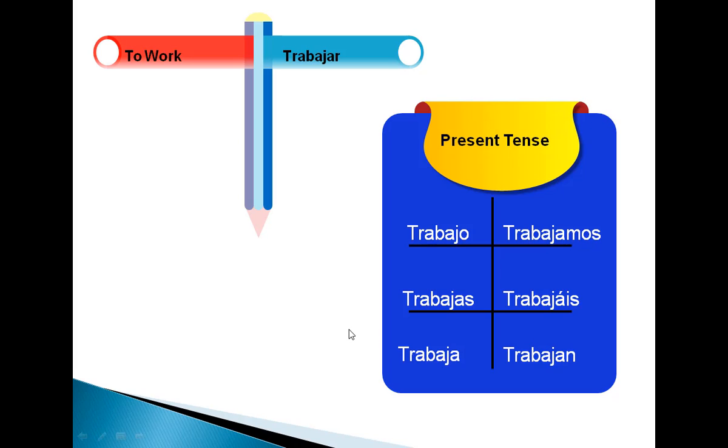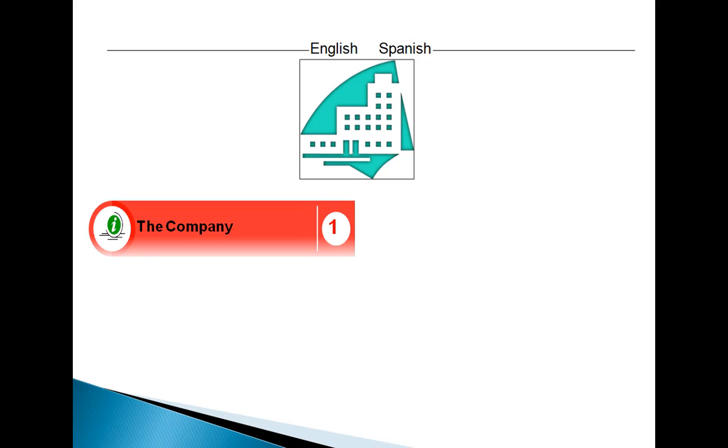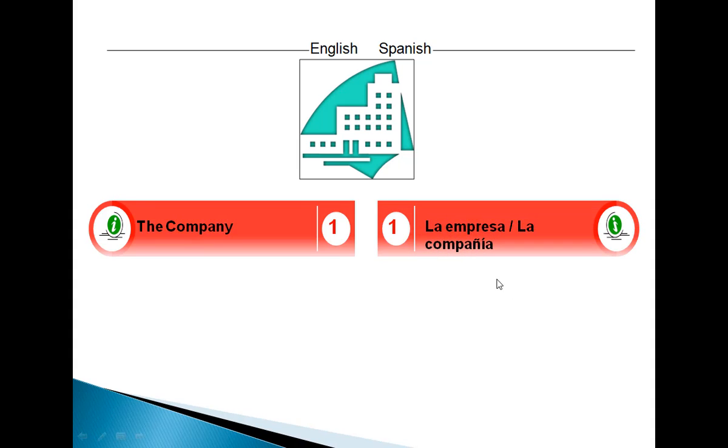Alright, so going to a few more terms. The company, so the place where we work. There are two terms for it, la empresa o la compañía. As we see, these are words ending with a, so la is the form which we'll use over here. La empresa o la compañía.